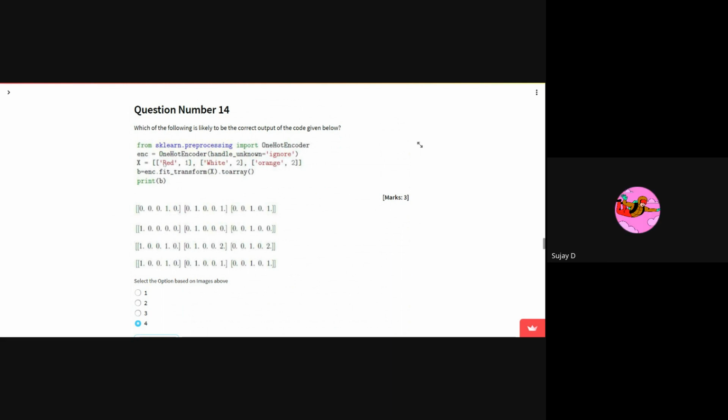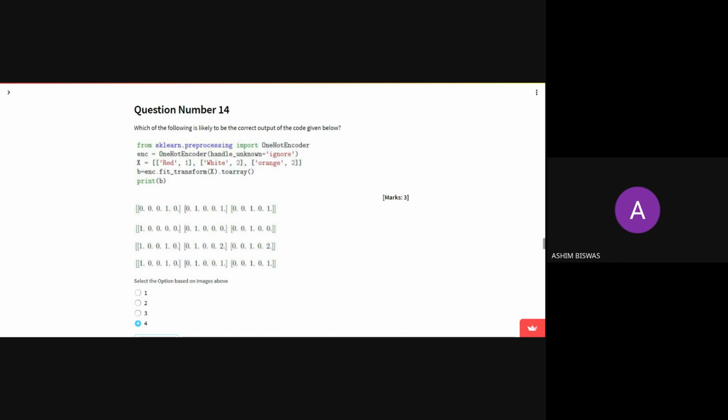Okay. What code change is needed if you want the third option? We won't get the third option anyway because we're using one hot encoder. What changes do we need to make in the code to get the third option? You can't get the third option anyway.